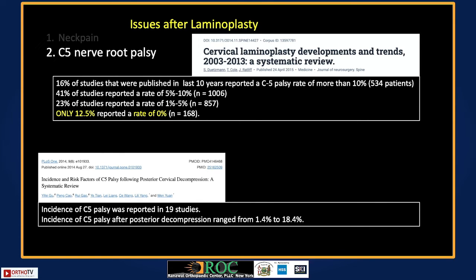Now this is one of the most important issues. There's no paper which doesn't mention C5 palsy in cases where the patient has gone through a posterior decompression procedure. So if you can see, there are 100 papers which we have analyzed, and 90% of the papers report the incidence of a C5 palsy. So it's pretty much common. It is said that if you haven't had a C5 palsy in a posterior decompression procedure, you haven't done enough procedures yourself. So the incidence can vary from 3% to almost as high as 20%. In some cases, it ranges to around 30%.